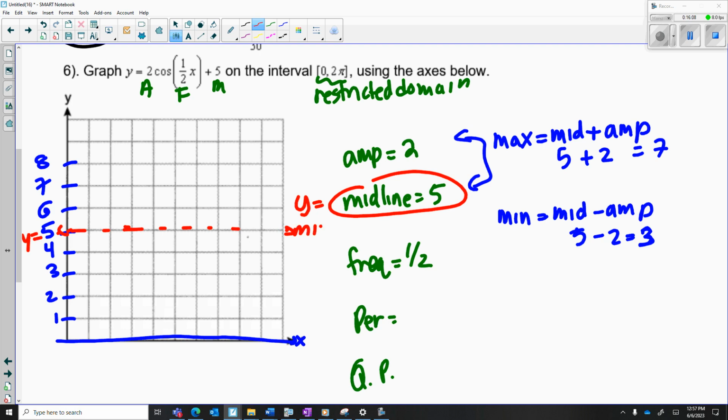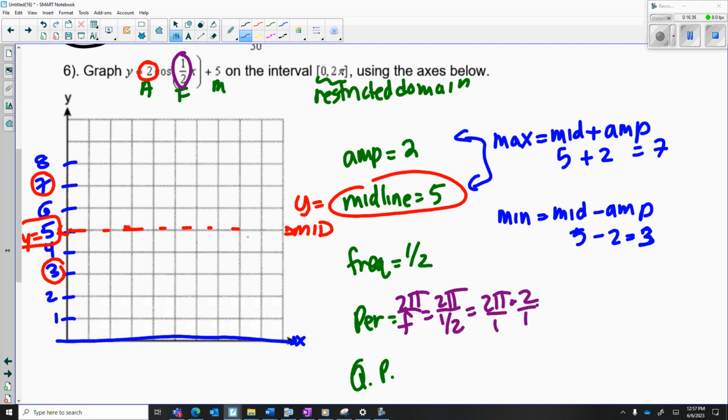Now we're going to go up and down, 2 units up and 2 units down from 5. 2 units up from 5 is 7, and 2 units down from 5 is 3. So there's our maximum, our minimum, and our midline. Now our frequency is 1/2. Our period is 2 pi divided by 1/2, which is 2 pi times 2 over 1, which is 4 pi. So the period is going to be 4 pi.